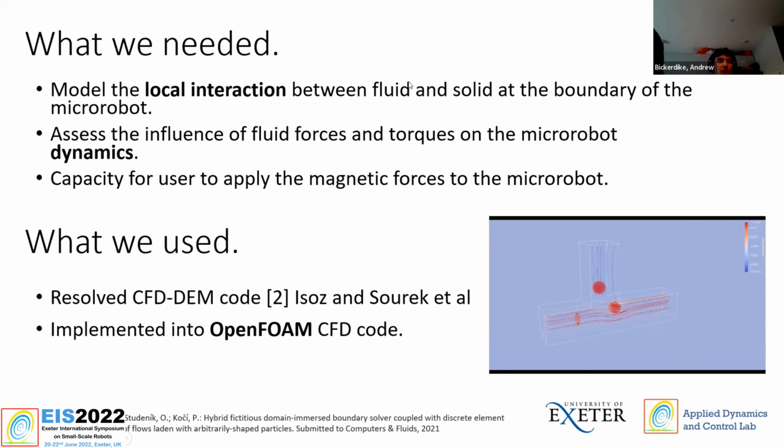So now on to our research statement. What do we really want to solve here? So we want to model the local interaction between the fluid, in our case the blood, and the solid, in our case the microrobot, at the boundary of the microrobot. And by that we mean we want to really assess the influence the fluid forces, the fluid torques, and the environment affect the microrobot's dynamics at a local scale. And we also want to be able to apply magnetic forces and magnetic torques to our microrobot too. So we've used a special resolved CFD DEM code written and developed by Isos and Surek et al. And implemented into the open source CFD code OpenFOAM.